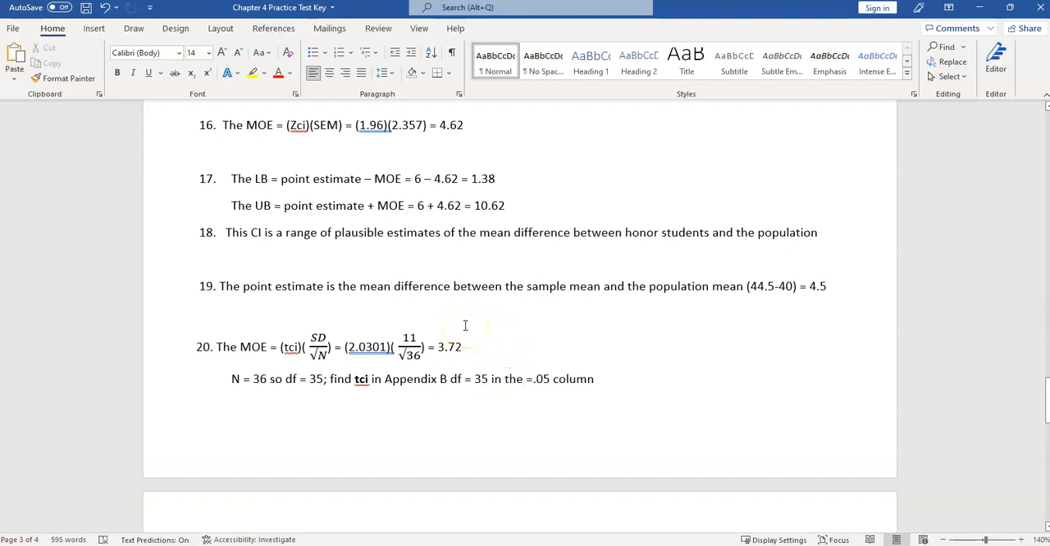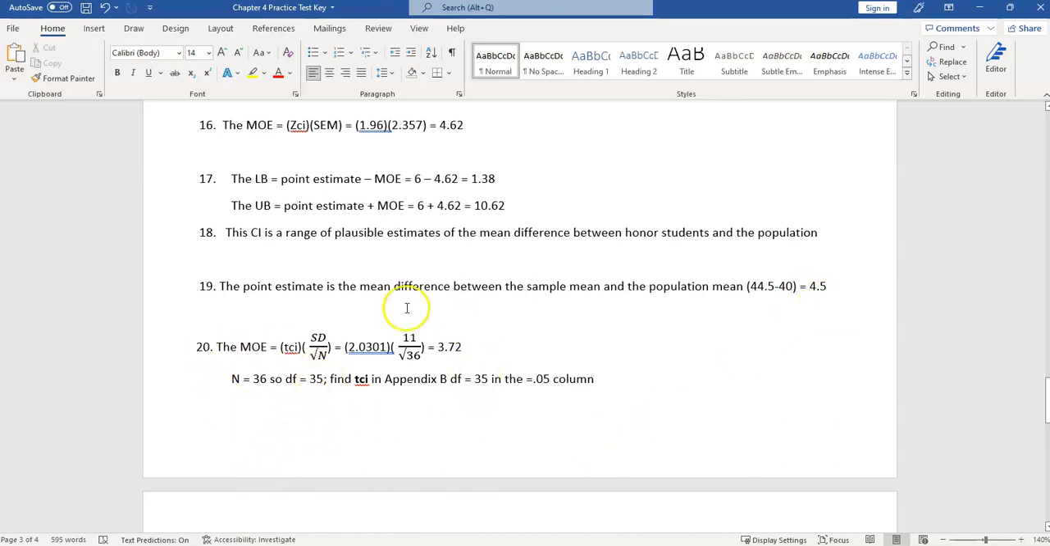19 is asking you to, again, work with a confidence interval question, but this time you have to use a T curve rather than a Z curve, and that's going to influence how we compute the margin of error in question 20. But it does not influence how we compute the point estimate. The point estimate here is, again, the difference between the sample mean and the population mean. So if you find those numbers, it's 44.5 minus 40. That gives us a point estimate of 4.5.